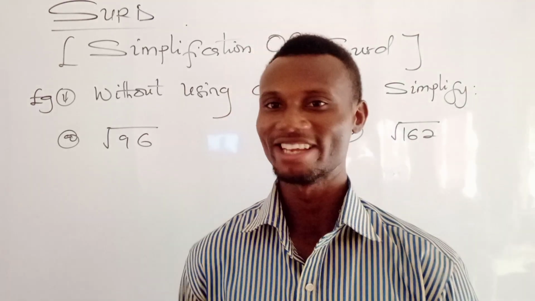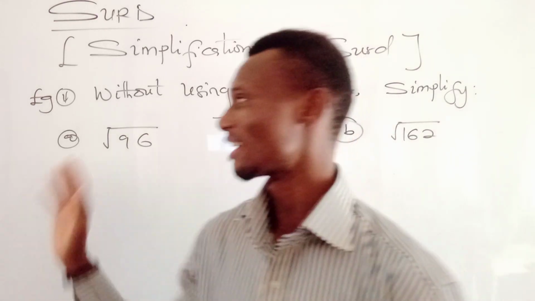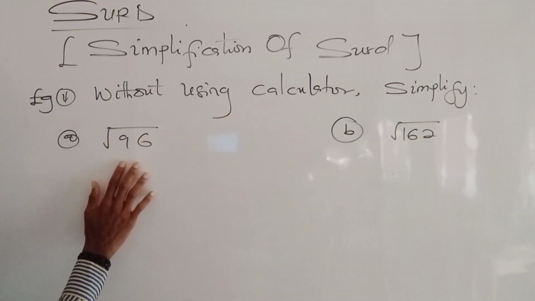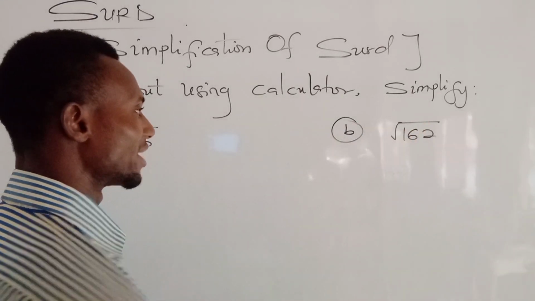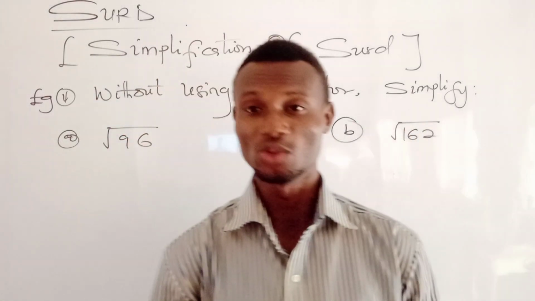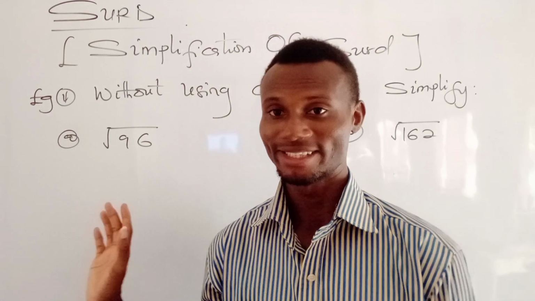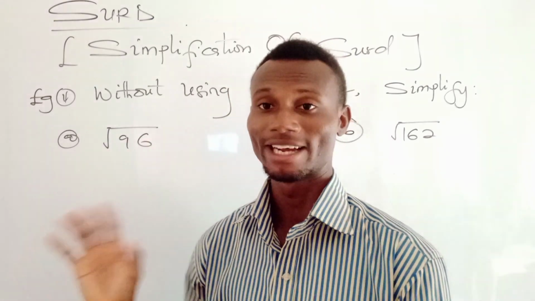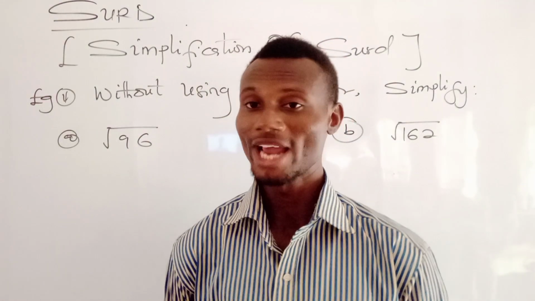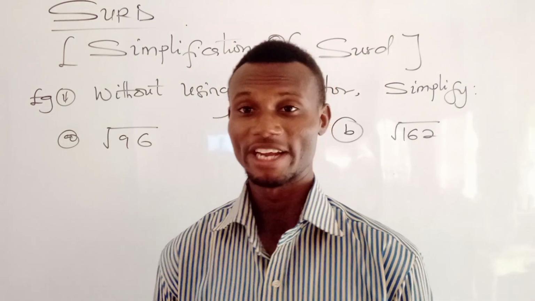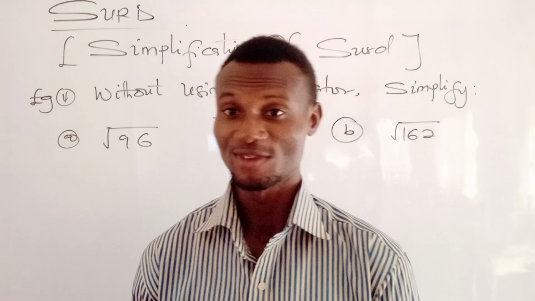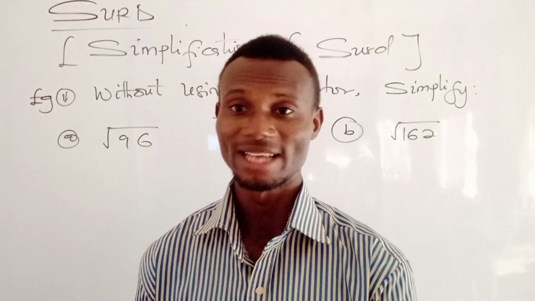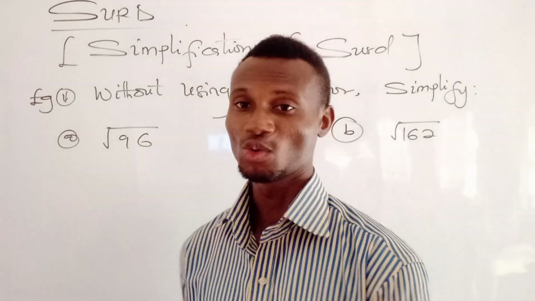Let's go ahead and solve the example 4 that I have on the board. Example 4 says: without using a calculator, simplify A, square root of 96, and B, square root of 162. So it says without using a calculator, we should simplify the SURD that we have on the board. It means that when we type this on the calculator it will give us a straight answer, but we are not going to use a calculator. We are going to go through the process that I've shown you in the previous video, and we will arrive at the same answer that the calculator is going to give you. So let's go ahead and do it together.